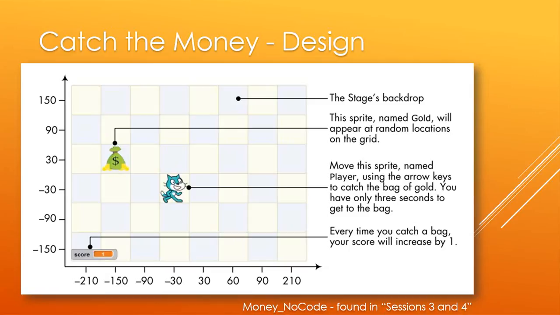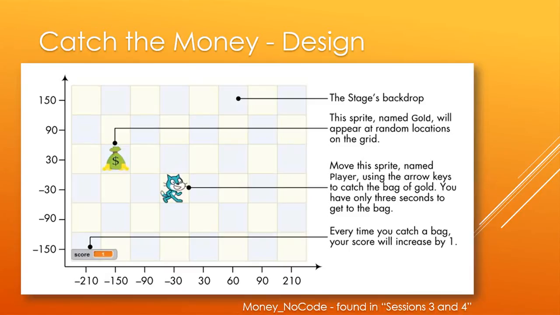It's called Catch the Money, and I'm going to explain it, so please look at the screen. We have the background, which is blue and yellow tiles. We have the gold in the green bag, and we have our character, which is a blue cat, and we have a score counter at the bottom. Now, the stage obviously has this blue and yellow grid as its backdrop, so that's easy to do.